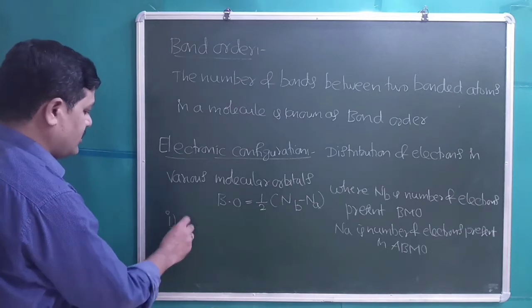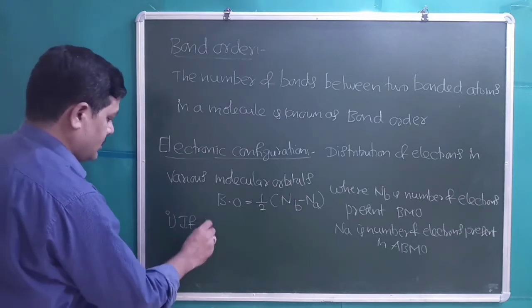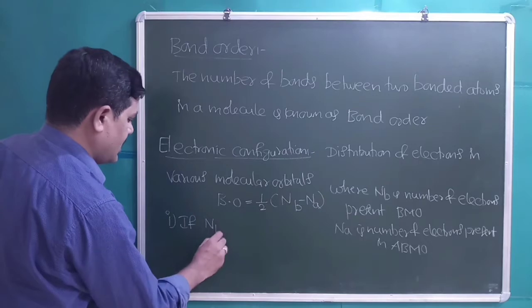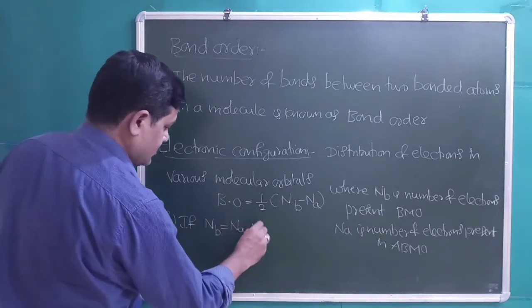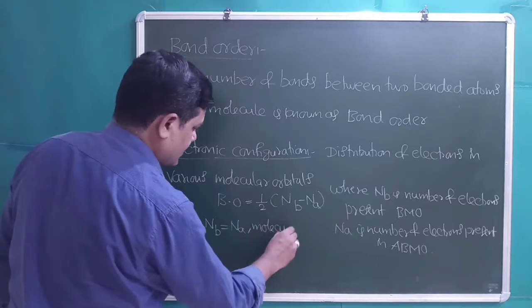For any molecule, if NB is equal to NA, the molecule is unstable.